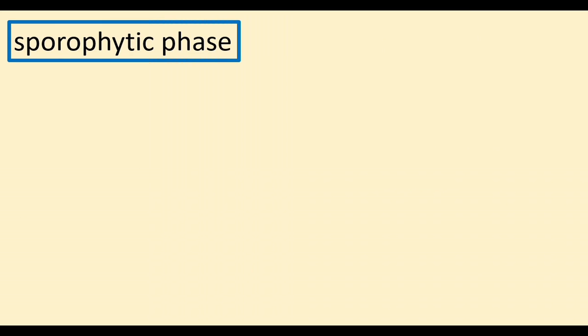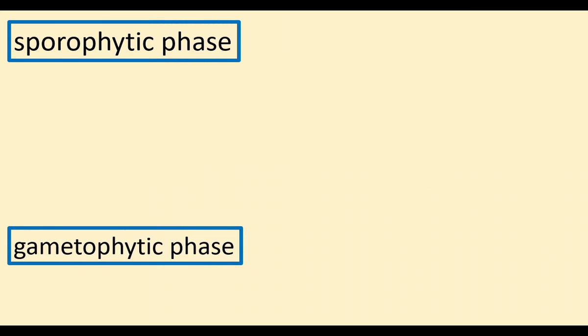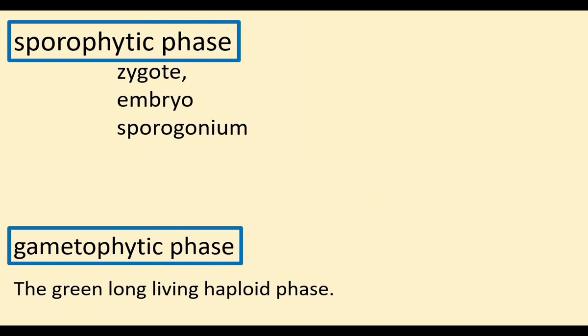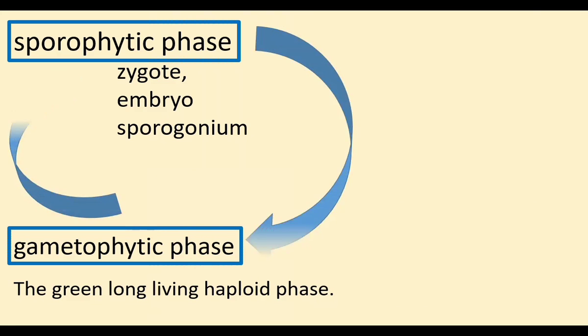Sporophytic phase is diploid, gametophytic phase is haploid. Zygote, embryo, sporogonium with spore mother cells are diploid structures. Zygote is diploid, embryo is diploid, sporogonium is diploid. They constitute the sporophytic phase. The green, long-lived haploid phase is the gametophytic phase. In bryophytes, the haploid gametophyte alternates with the diploid sporophyte. This is called alternation of generation.